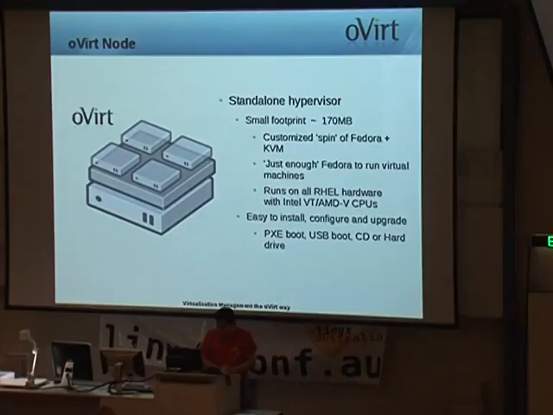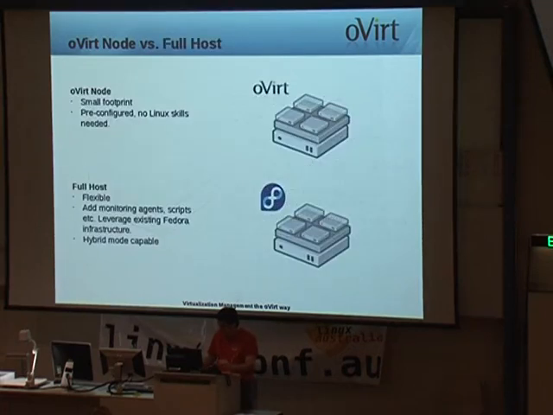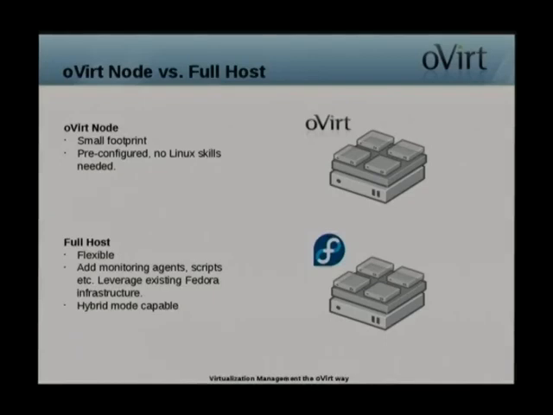Ovirt node, this is the second component, so we've got two versions. There's the standalone hypervisor, which is a very small distribution, a custom spin of Fedora, and it uses just enough Fedora to run on the machine. So it runs on any RHEL hardware. And as an alternative to ovirt node, you can also use a full host. For example, you can use a Fedora host and install VDSM and libvirt to act as a hypervisor.